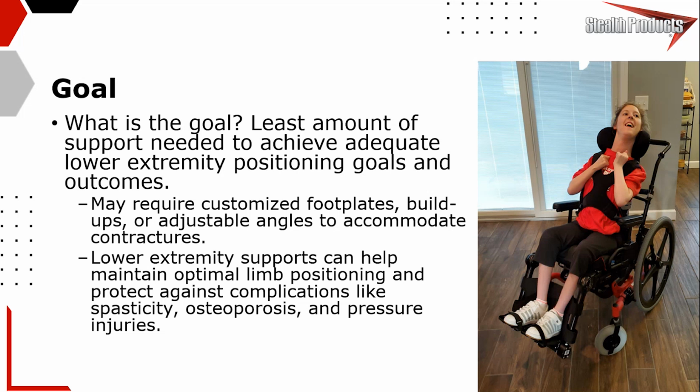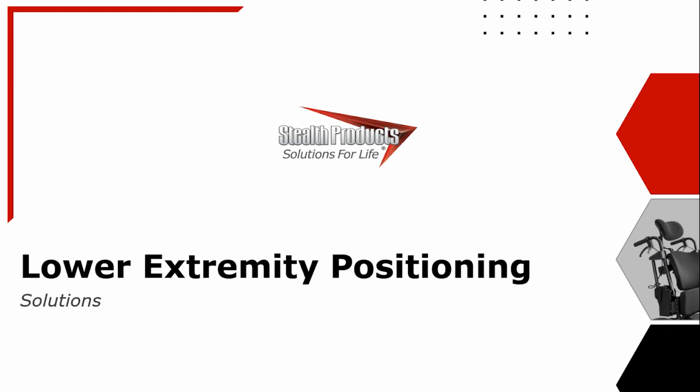So there's just some key things to think about when we're selecting those positioning solutions for the lower extremities. It's always important to remember that there's no one-size-fits-all approach here. The optimal positioning is going to vary from person to person. It'll always depend on that individual's goals and needs in that seating system. So shifting focus now, we'll take a few minutes to look at some of the solutions we can use to position lower extremities and help achieve some of those seating goals for that user.